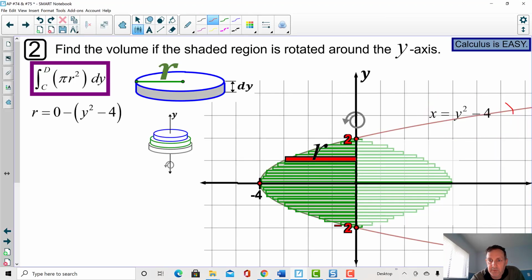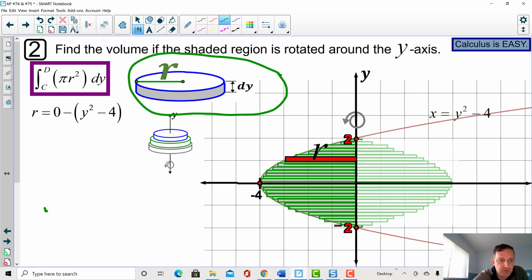All right, for this example, you can see that the equation is x equals y squared minus 4. You can see that the shaded region is just this region over here on the left side. And we're going to take that shaded region, we're going to rotate it around the y-axis this time. And when we rotate it around the y-axis, you can see what's happening is going to look something like this.